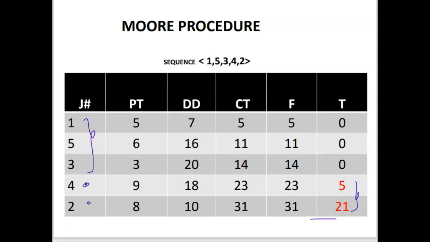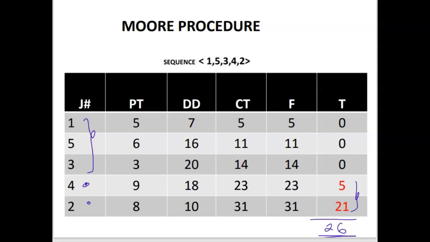Look at the total tardiness. It is 21 plus 5. This gives 26. That means either way, whether you do job 2 before job 4 or job 4 before job 2, you are still going to delay the 2 jobs. But they are not giving the same tardiness. So the total delayed jobs are 2. But the total tardiness is 26 in this case. The other one did not give us 26, it gave 25.